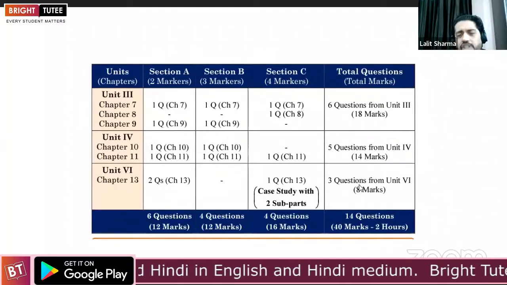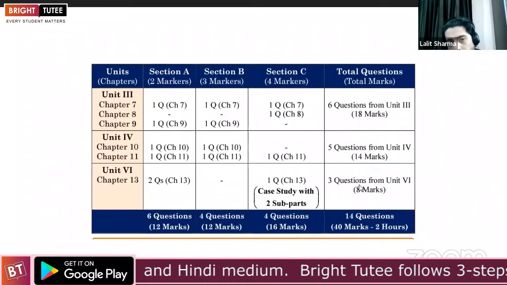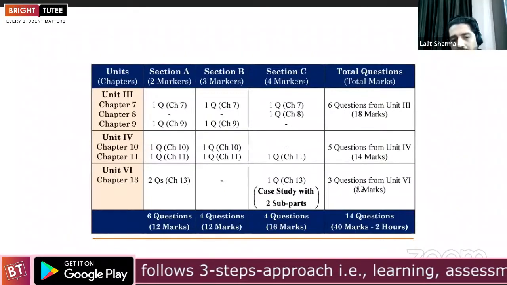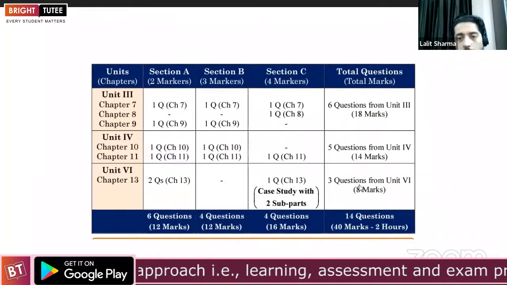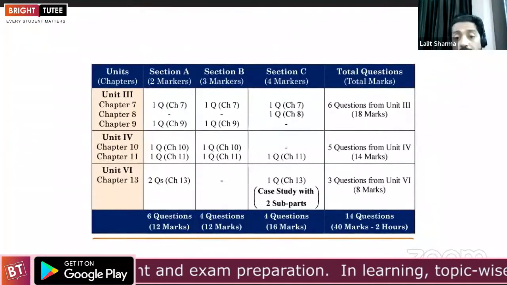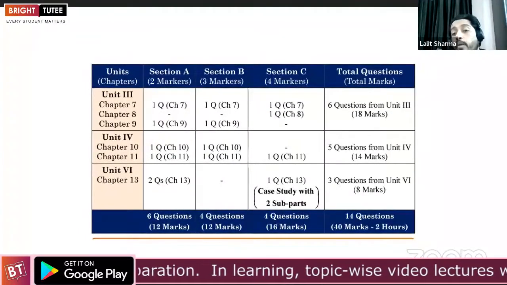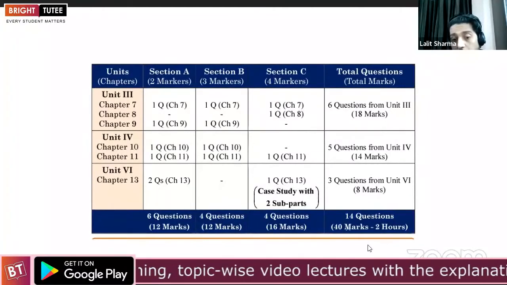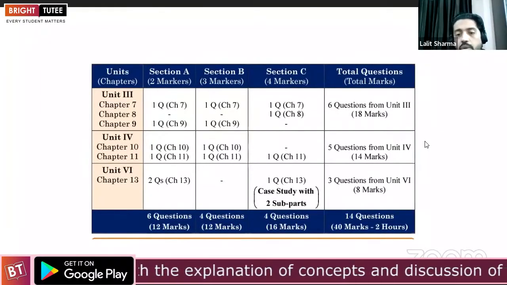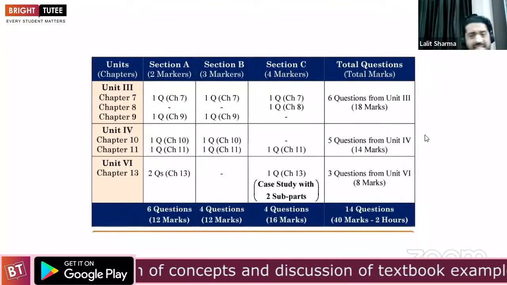But if they change, then they can change, because if you see section C, I'm talking about section C. So they may give Bayes' theorem as a 4 marker and a case study based question from AOI, or they can give a case study based question from chapter 11 and chapter 13, say Bayes' theorem, as a routine 4 marker. So these changes can be there.